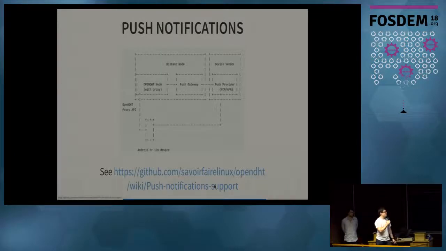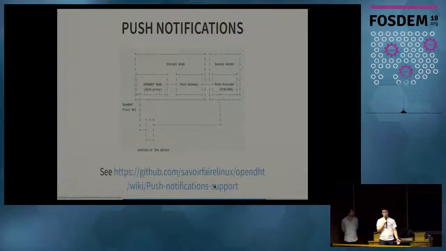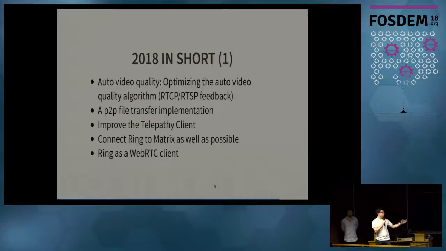We also added push notification support with the proxy. The problem with that is you have a push provider from your device vendor, like FCM for Android and APN for Apple, and you need authentication. So basically, you need a key or a password, and this is stored on a server. So we stored this information on a push gateway hosted by Savoir-faire Linux. And your OpenDHT node will just use the gateway to send notifications. But you need a central point to use push notification. And the thing is, for Apple, for example, you can't have an application in background 24/7. So you need something to wake up your daemon. And that's why we implemented it.